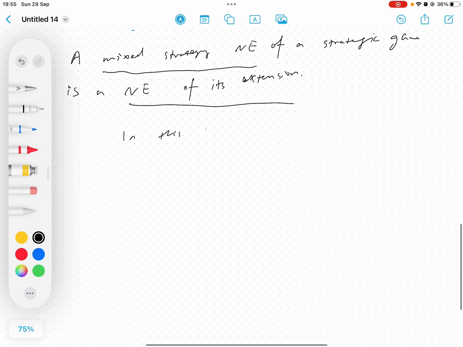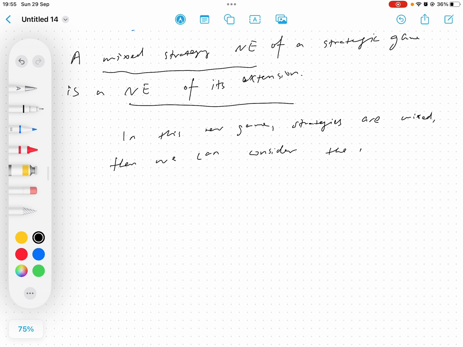So in this new game, the strategies are mixed, right? Then we can consider the mixed strategy Nash equilibrium of this extension.